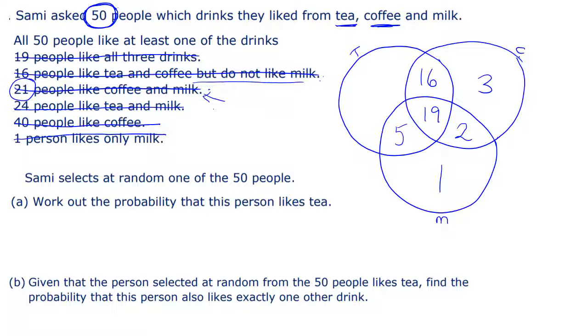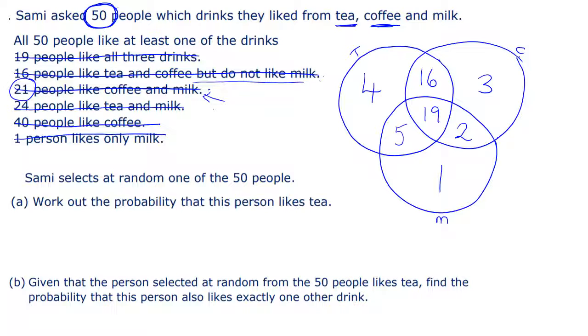Now all we've got to do is figure out what goes in this last section. So we said that in the coffee circle there were 40 people, and then I've got an extra 5 and an extra 1, so that is 46. So 4 of them have got to like just tea on its own.